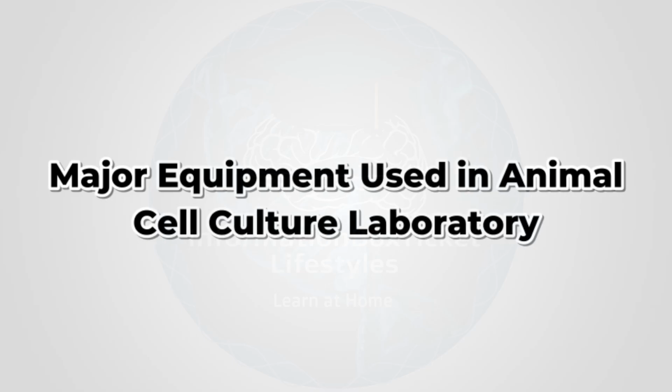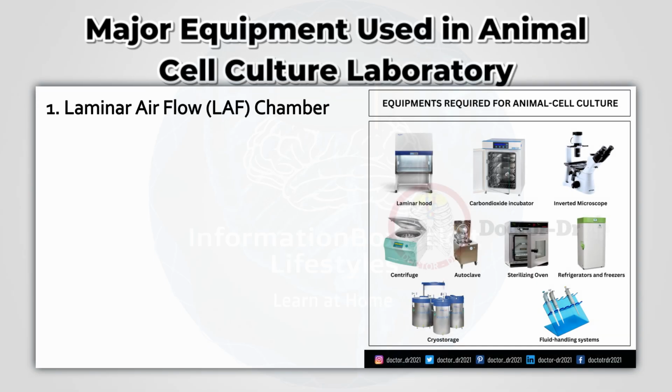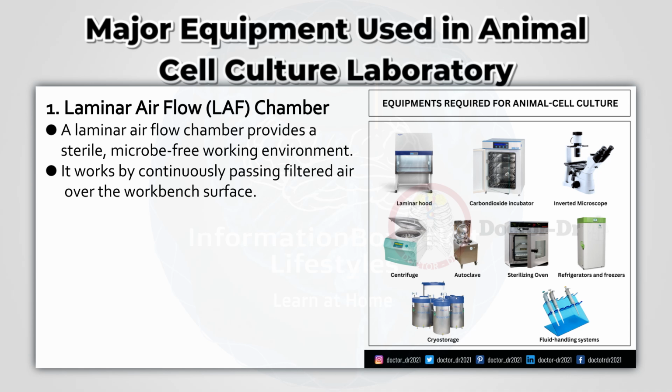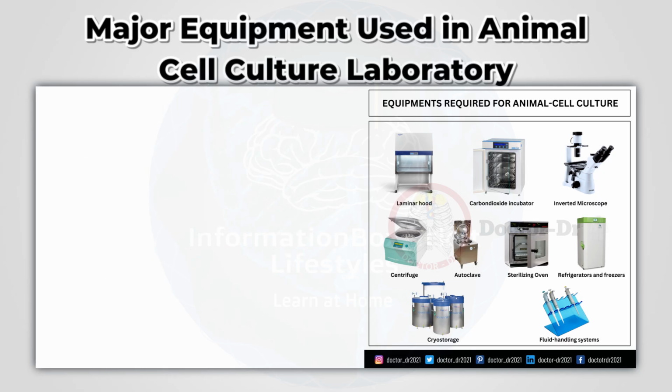Major equipment used in animal cell culture laboratory. 1. Laminar airflow, LAF, chamber. A laminar airflow chamber provides a sterile, microbe-free working environment. It works by continuously passing filtered air over the workbench surface. All aseptic procedures, such as handling cells and tissues, implanting cells or tissues into culture media, and performing culture-related experiments, are carried out inside this chamber.